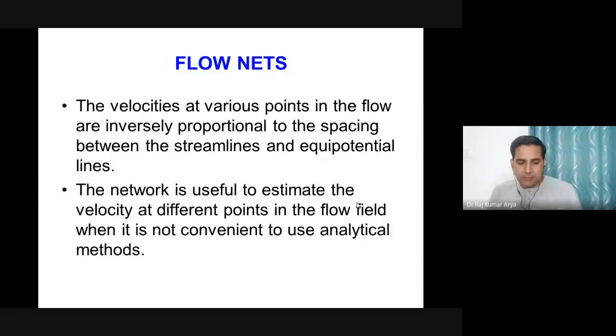It is an orthogonal network (grid) obtained by drawing a series of streamlines and equipotential lines, and is called a flow net.